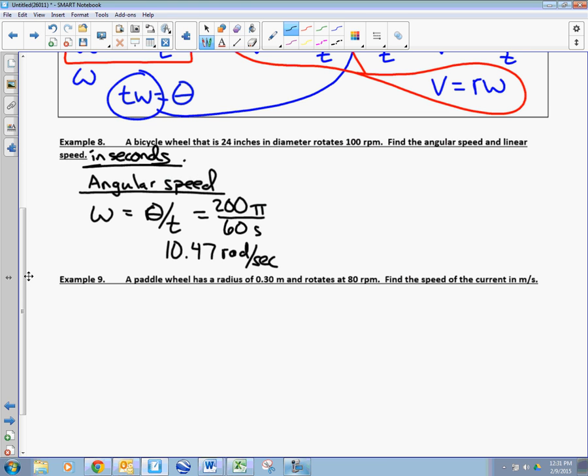Okay? And it says find the linear speed. Well, this is really easy because for linear speed, velocity is equal to r times omega. So what is my radius in this problem? 12 times my 10.47. 12 times 10.47, somebody.